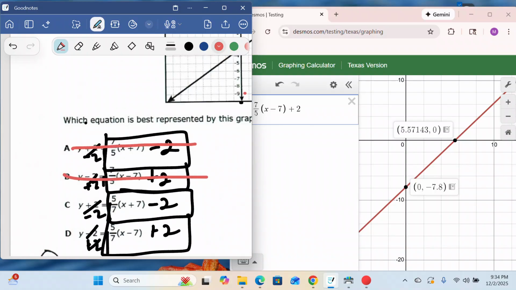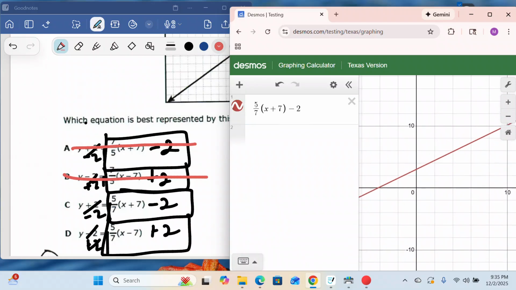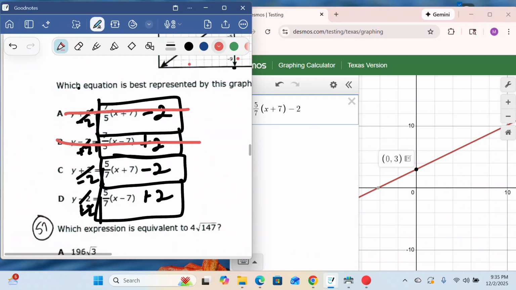So then I'm going to do the other one, and I'm just going to replace it. Instead of 7/5, I'm going to put 5/7. I'm going to do 5, and I'm going to replace it with 7. And then I'm going to put x plus 7 minus 2. So my y-intercept is 3. Automatically that one is wrong because my y-intercept is negative 3.